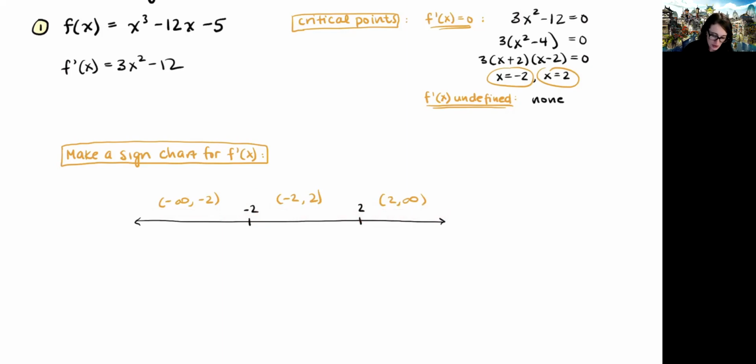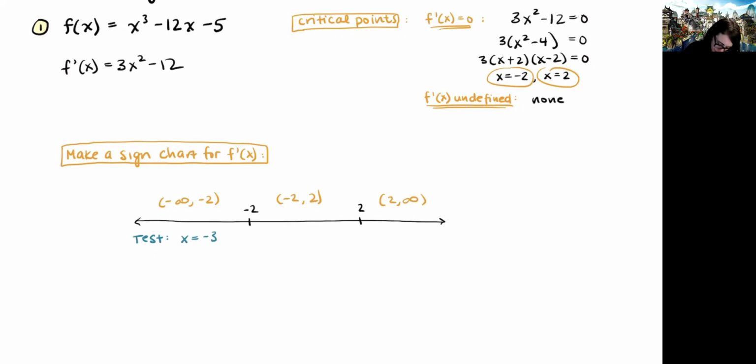So what that means is that we can choose a test value that lives within each of these intervals. Let's choose a test value that's less than negative 2. You could pick anything: negative 3, negative 4, negative 10.3, negative 1,000,000. Any number that's less than negative 2. The derivative is going to have the same sign for all of those x values. The number will be different, but the sign will be the same. And that's all we care about for increasing and decreasing.